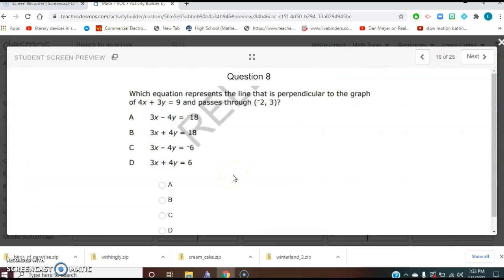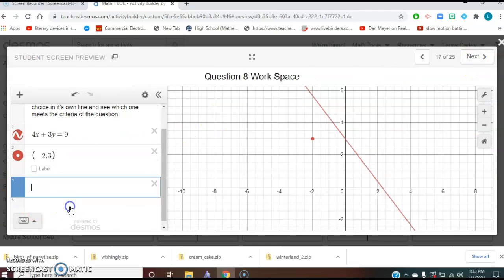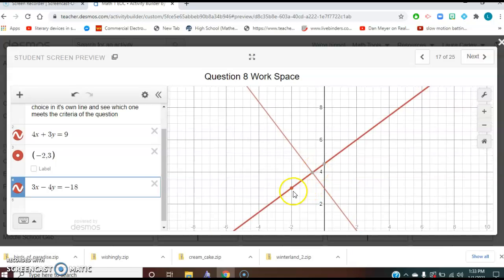All right, so let's try 3x minus 4y equals negative 18. Oh, look at that. That looks pretty perpendicular to me, and it goes through that point, so that would be the answer.